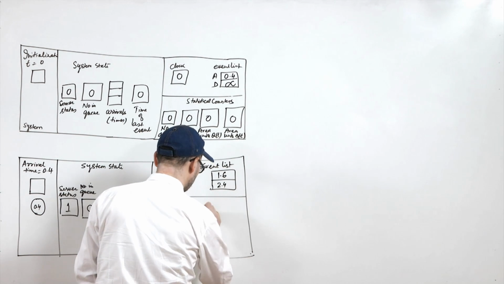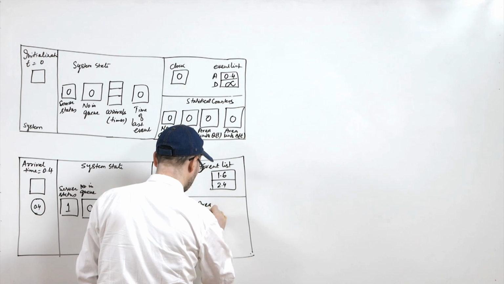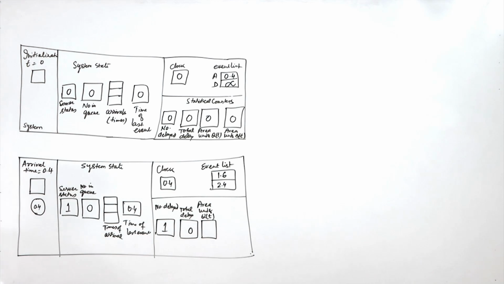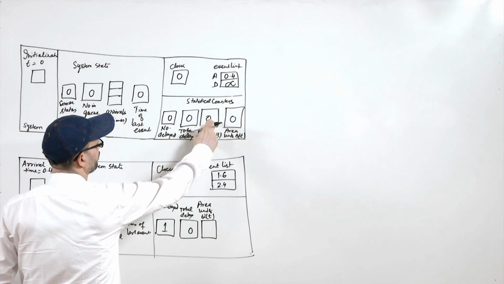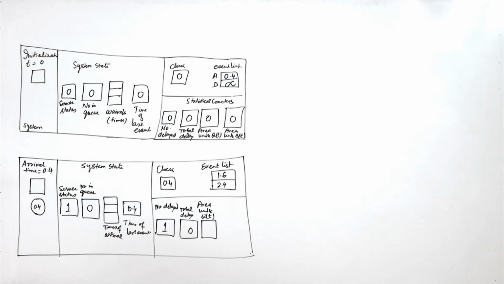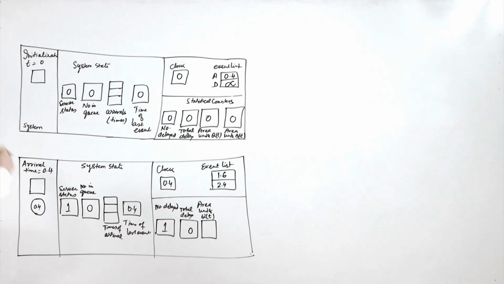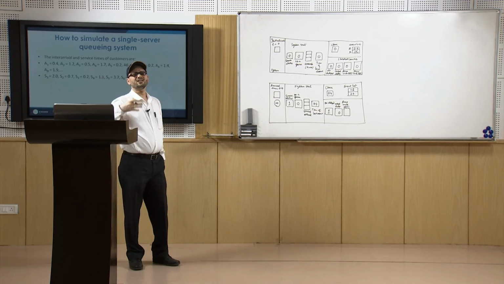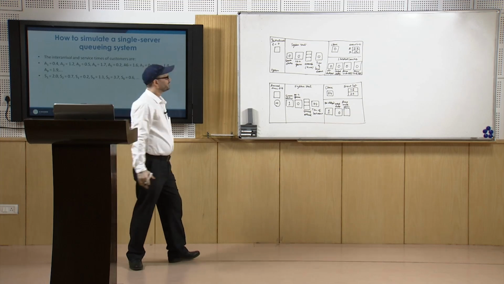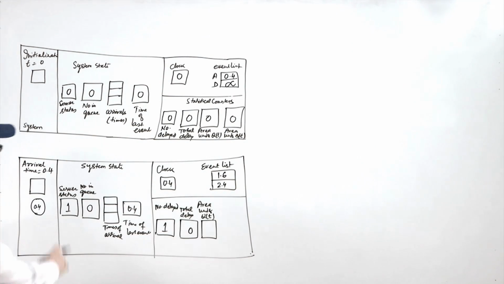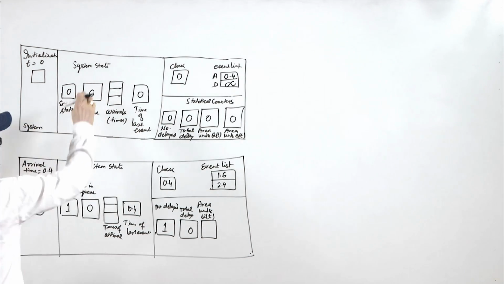Area under Q(t). Now the area under Q(t) will be the value from the previous time plus the number in Q times the time lag between this event and the previous event. This is how the area under Q is updated every time. Anyway, it is 0 plus 0 here, so it will again be 0.